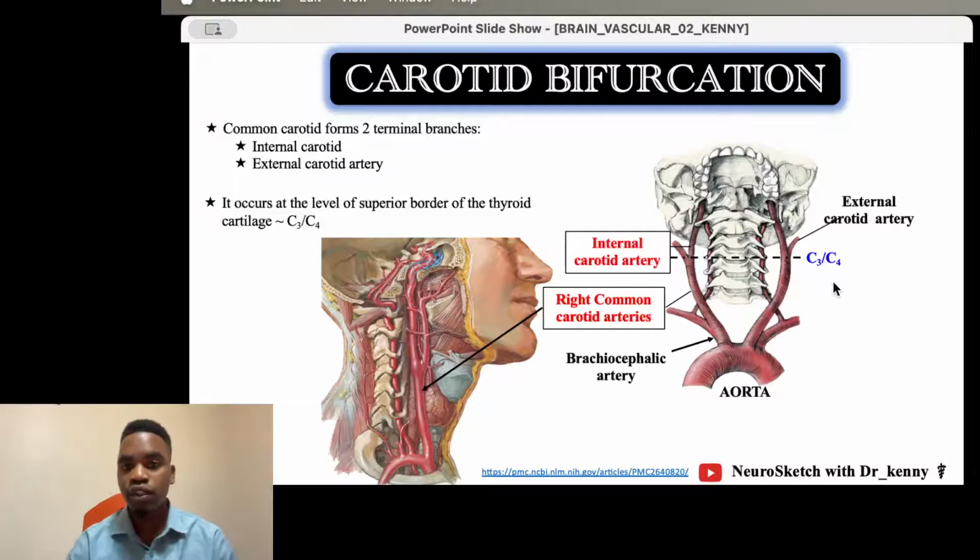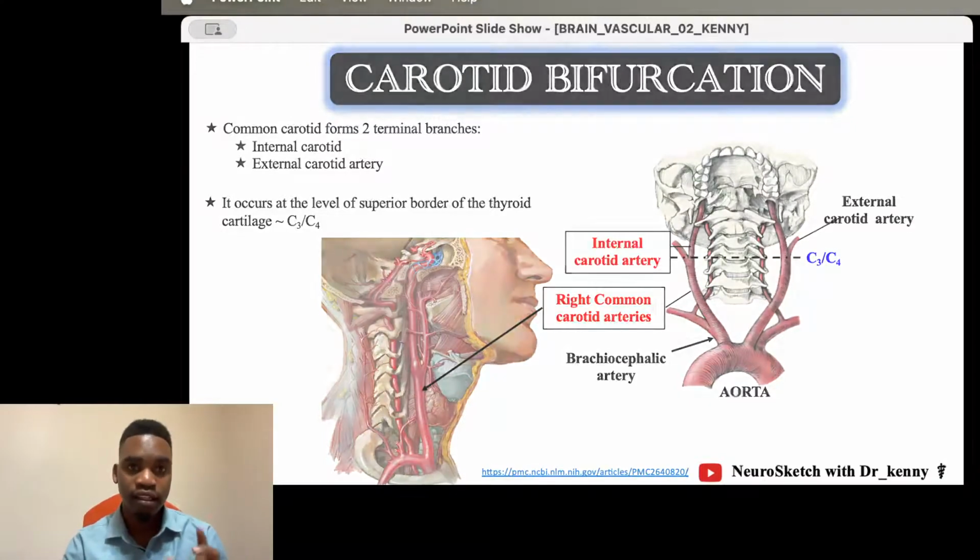Even though we have some literature that says this bifurcation can happen at C3, C4 or C4, C5, and we also have some anatomical variations whereby the bifurcation happens as low as the level of C7. So don't worry about that. On average, the level of bifurcation would be C3, C4, and even if you say C4, C5, you are right, and there's no problem about that.